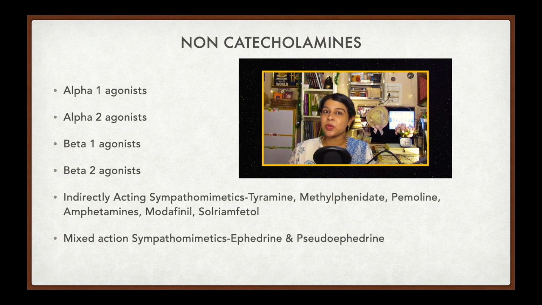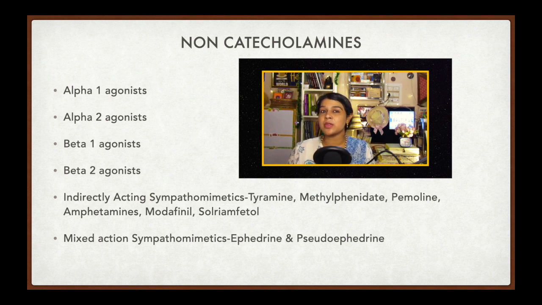Let's talk about beta 3 agonists. Mirabegron. Mirabegron is a very new beta 3 agonist drug. It stimulates the beta 3 receptors in the urinary bladder, and it is very useful in the treatment of overactive bladder.